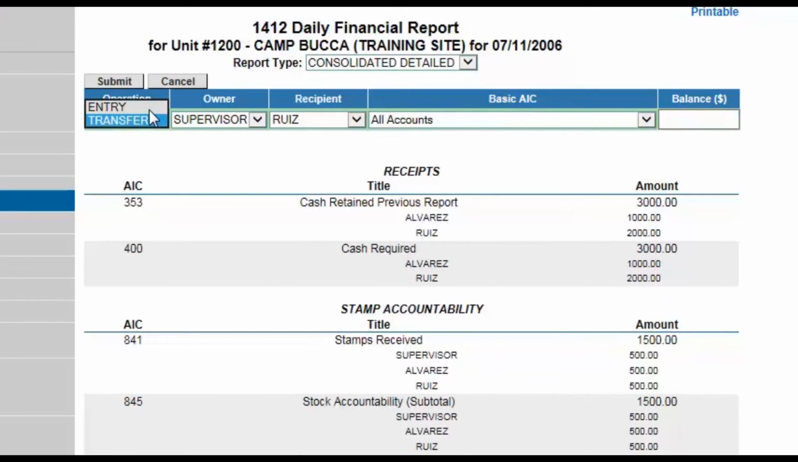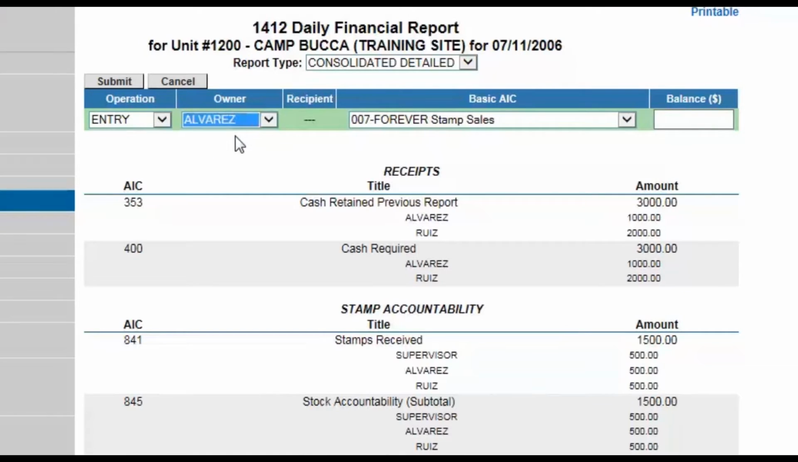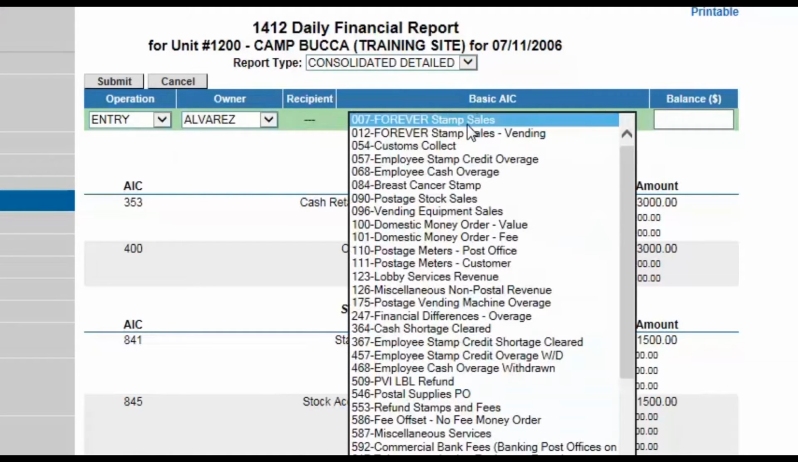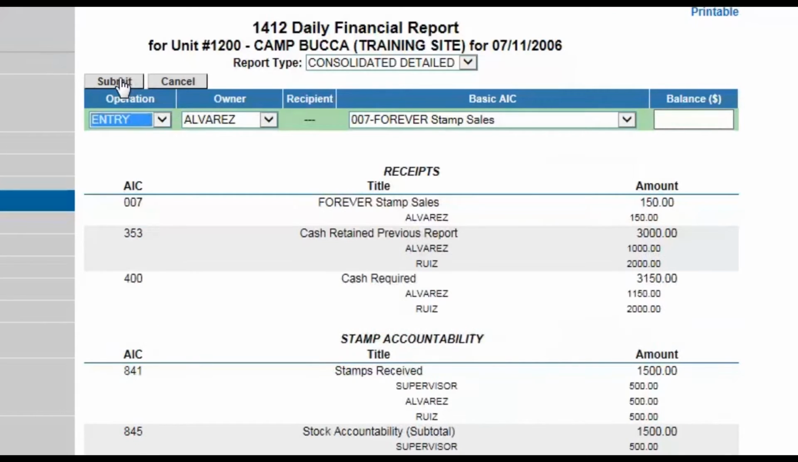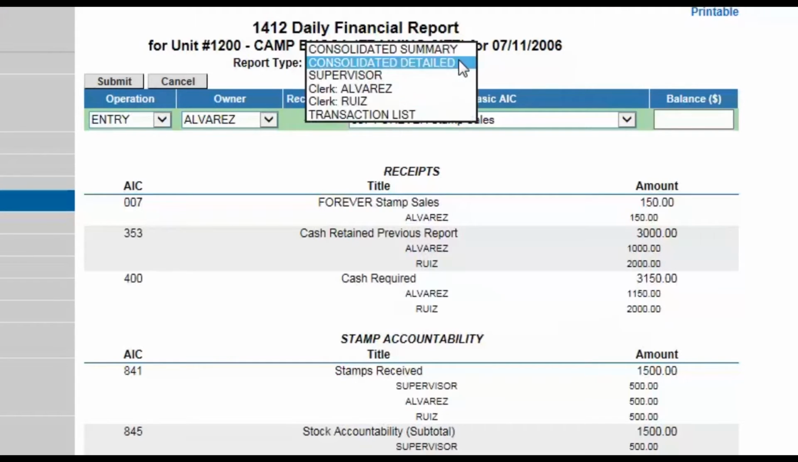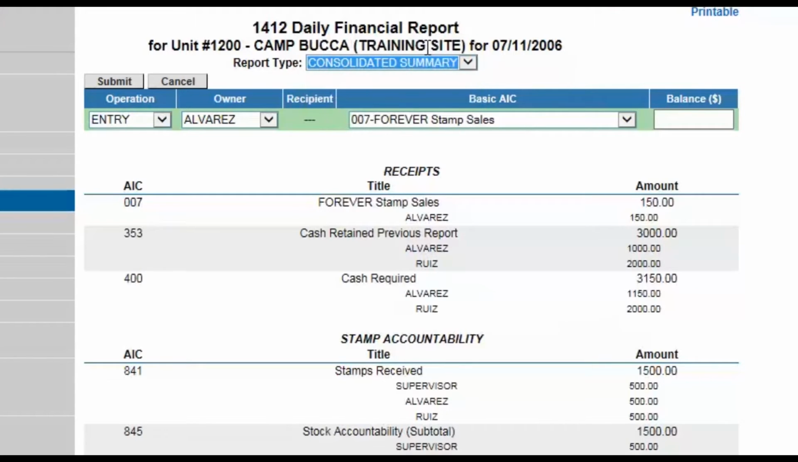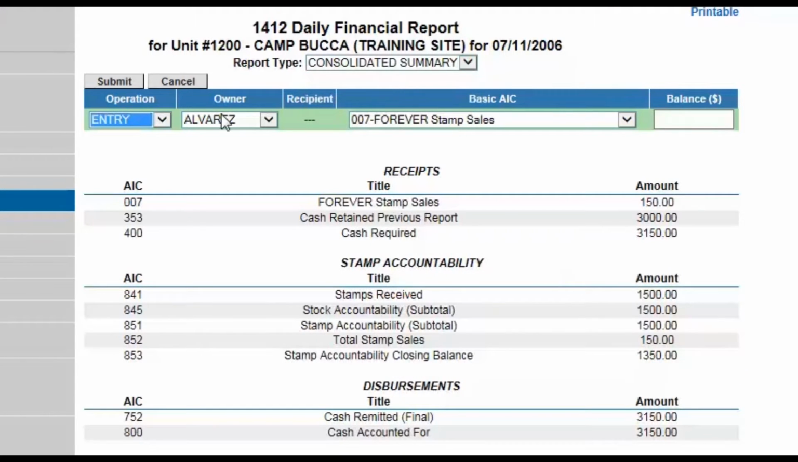Next, we are going to actually conduct stamp stock sales. First things first, Clerk Alvarez is going to say that she sold about $150 in Forever stamp sales for the day. So we will hit submit. And now you see your AIC 007, which reflects the sale of Forever stamps for $150. To make this simpler, let's go back to the consolidated summary because I know there's a lot of information and I don't want to get anybody confused.